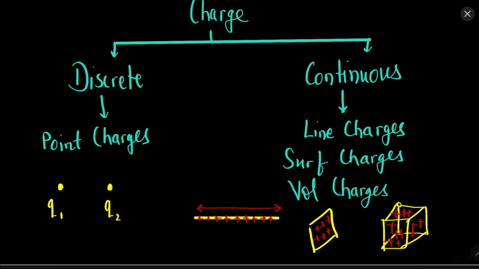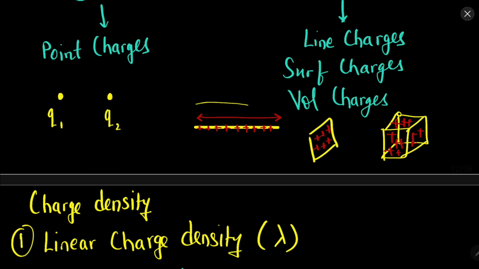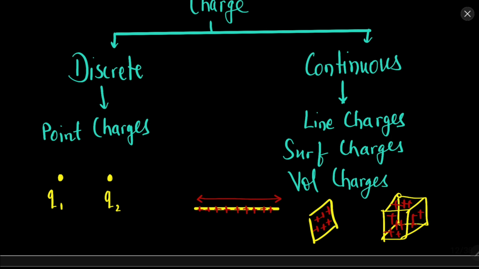So let's take the examples. Let's say you have this line, a linear element on which there is a lot of charge. In this case, you can consider this to be a continuous charge distribution, and this is the example of a line charge. Then we can have a charge on the surface as well, which is again a continuous charge distribution because it is distributed all over the surface. And then we can have a charge distribution over the entire volume. Let's say this is a cube or a sphere, and in this entire volume the charge is there.